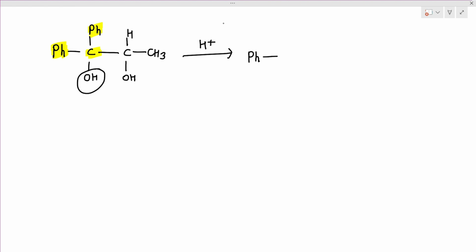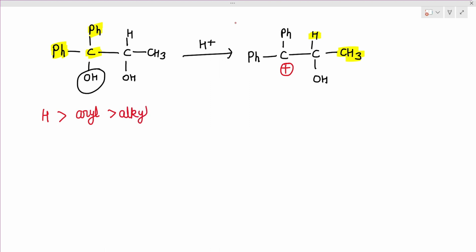So we are getting Ph, C, Ph, C, H, CH3, OH, and here OH2 plus. Then there will be the removal of this OH2 plus, so we are getting a positive charge here. Now in the next step there will be the shift of a group. But you can see there are two options: one is this H and another is CH3, and we know that the migratory aptitude is H, then aryl group, then alkyl group. This is the order of migration.